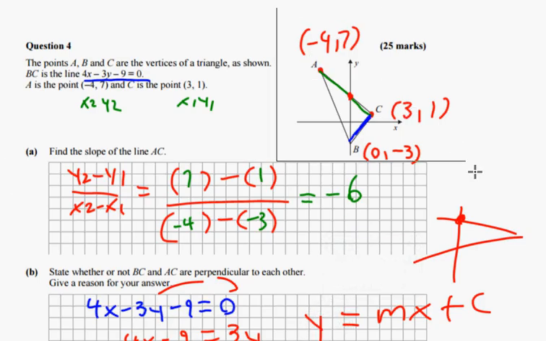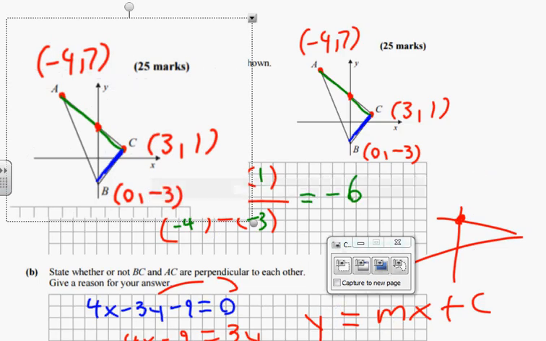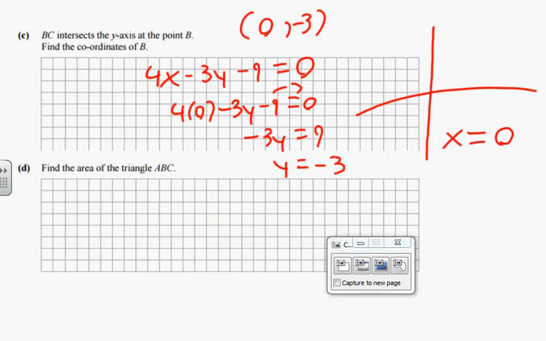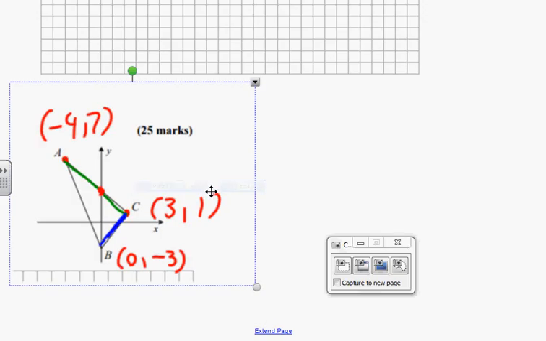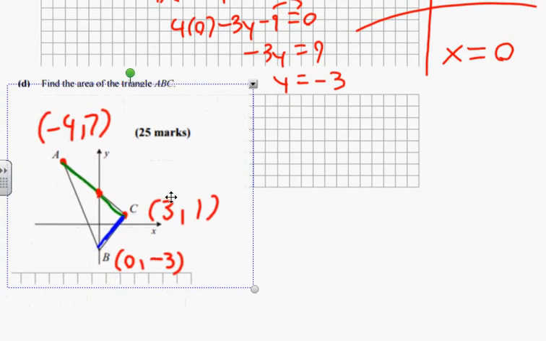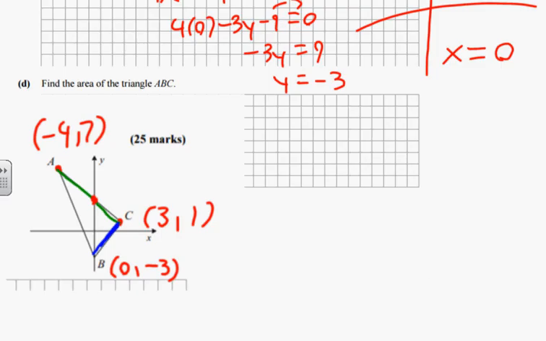You have 3 points, and you need to find the area of the full triangle. Has anybody an idea what we can use to sort that out? Area of a triangle. Yeah, but could you get the length of all 3 and do the S formula, S equals A plus B plus C over 2? There's a much more convenient coordinate geometry way of doing it. Anybody remember?